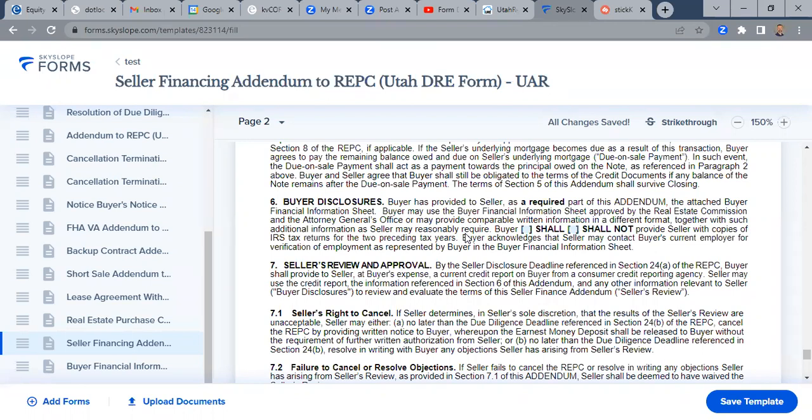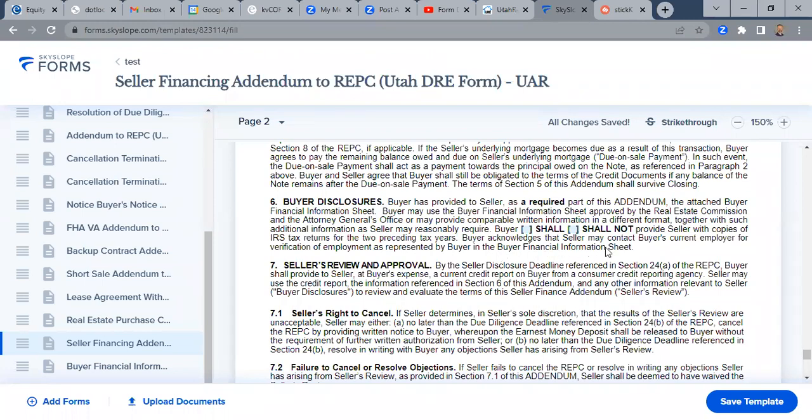And by the way, the lender can charge for that. Credit reports aren't free. The lender can say, all right, I'll do this for you. It's going to cost this much. And there's nothing wrong with that either. All right. And then the buyer shall or shall not provide sellers with copies of IRS tax returns for the 2 preceding years. Again, if they were getting a mortgage, they would absolutely have to require that. So why shouldn't you require it?